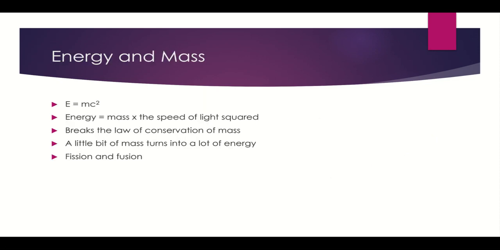So, where does the energy in fission and fusion come from? Why do we get so much energy? Well, it comes down to the famous equation E equals mc squared. Energy equals mass times the speed of light squared.